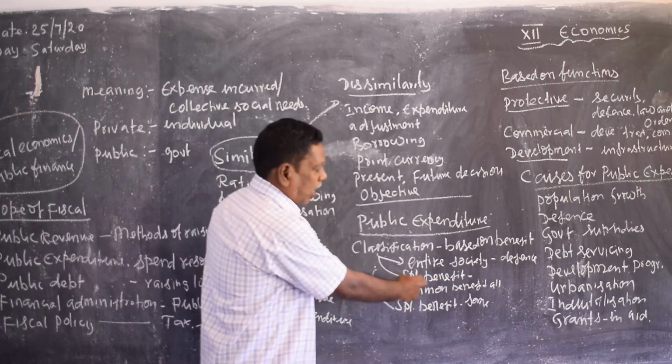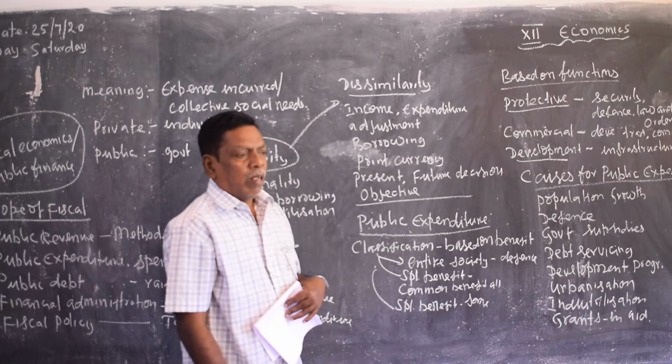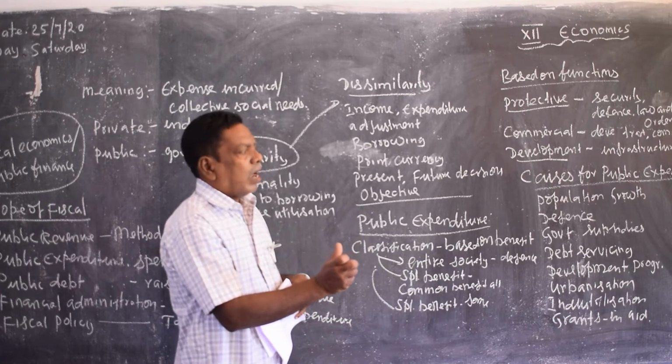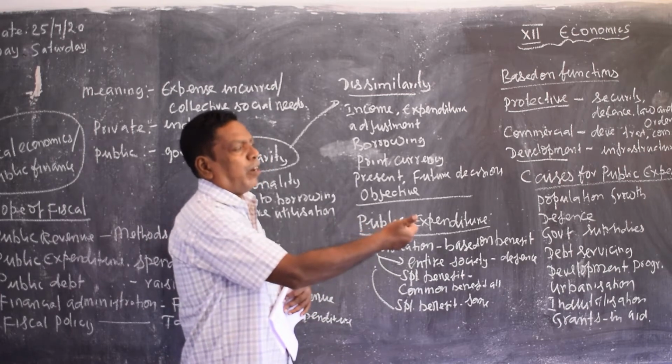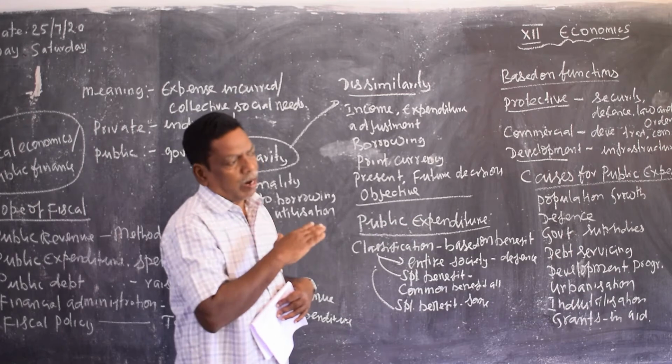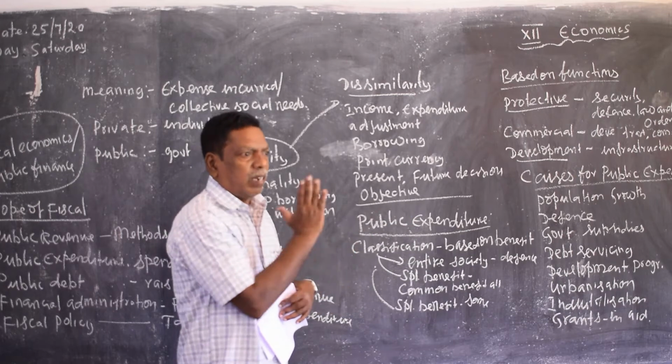And then special benefits to some individuals, and at the same time it will benefit the common, it will benefit all the people. Administration of justice.